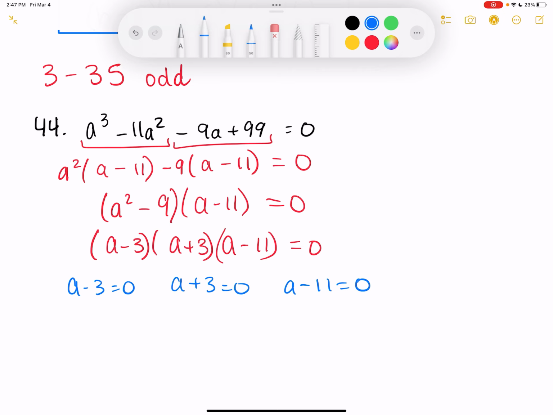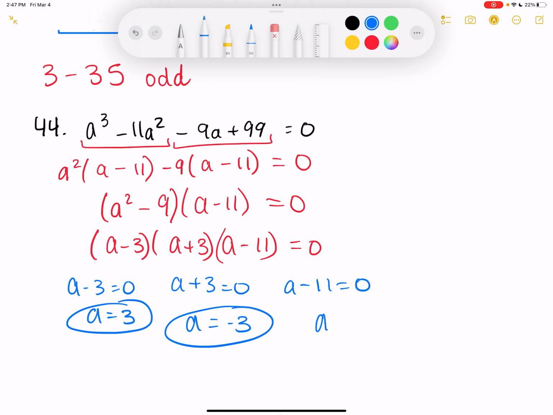So we add the 3 over. So a is equal to 3. We subtract the 3. a is equal to negative 3. Add the 11. a is equal to 11. Okay, so all three of those are the answers.